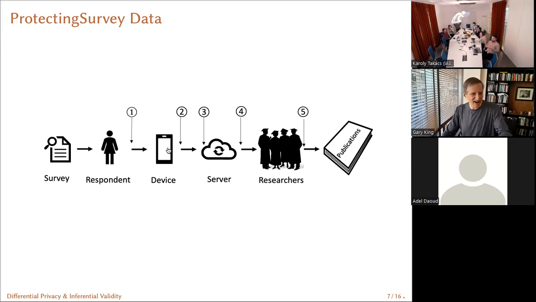After the respondent answers the question on the device, and before it is sent up to the server, there could be noise added there. Or before the respondent puts the data into the device, we could have them spin a spinner or flip some random number, and we could ask them, if the random number is green, tell us the truth, and if it's red, lie to us. Okay, and we don't get to know whether it's green or red because it's a random number that the respondent is actually flipping. This one here is known as randomized response.